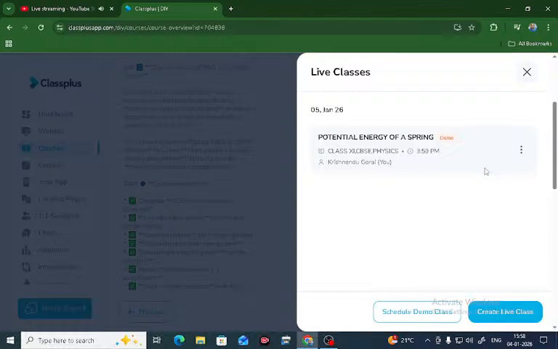Hello everyone. Today we shall discuss the potential energy of a spring. We'll find the potential energy of a spring. You see here how we are finding the potential energy of a spring.